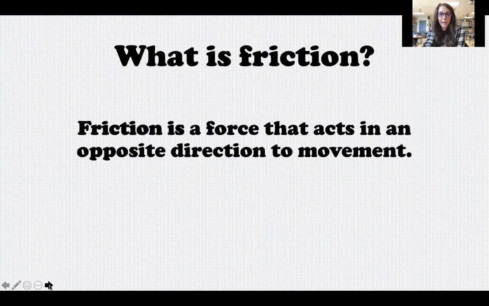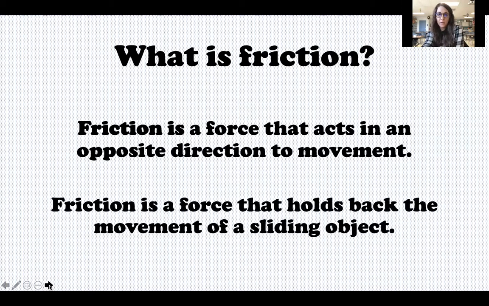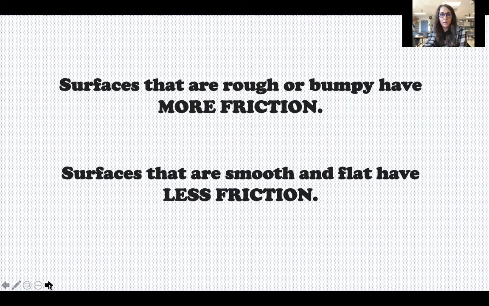Friction is a force that acts in an opposite direction to movement. Friction is a force that holds back the movement of a sliding object. Surfaces that are rough or bumpy have more friction. Surfaces that are smooth and flat have less friction.